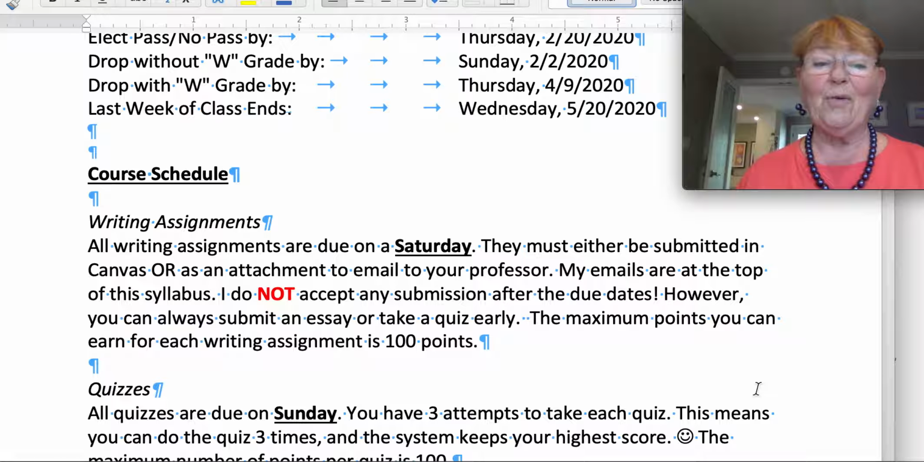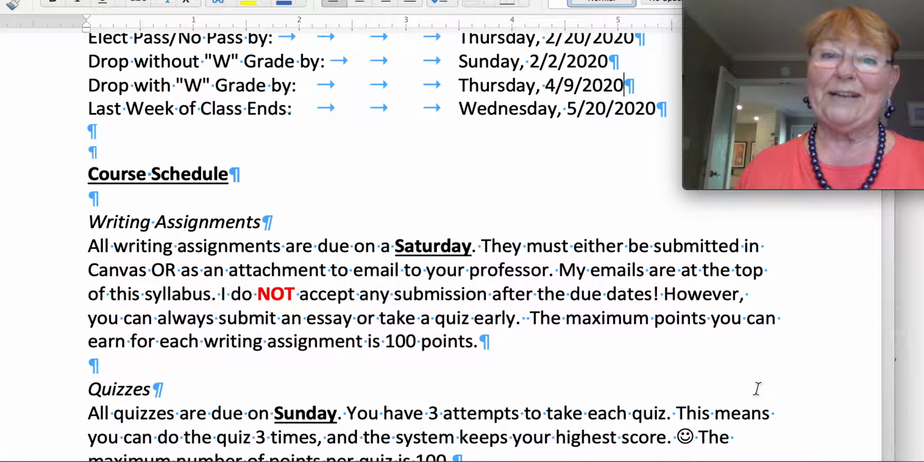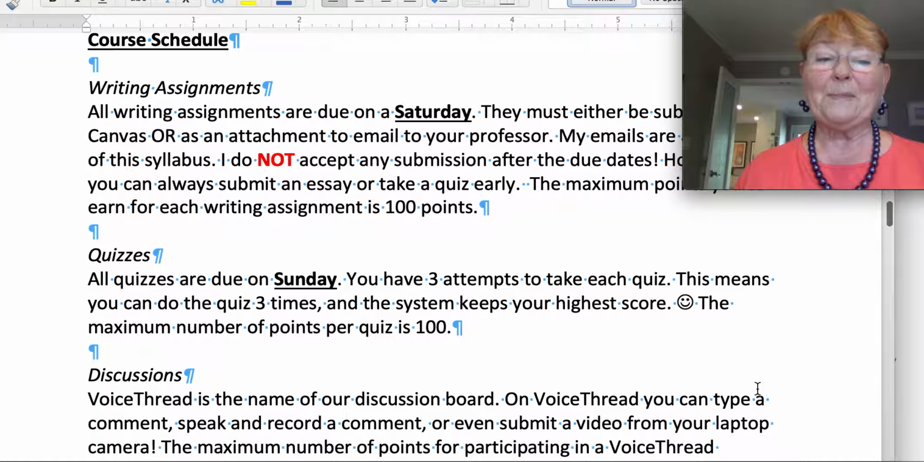However, you can always submit an essay or take a quiz early. A lot of people do. The maximum point you can earn for each writing assignment is 100 points. The quizzes are due on Sundays. You have 3 attempts to take each quiz. This means you can do the quiz 3 times and the system keeps your highest score. The maximum number of points per quiz is 100, and I hope everybody gets 100.